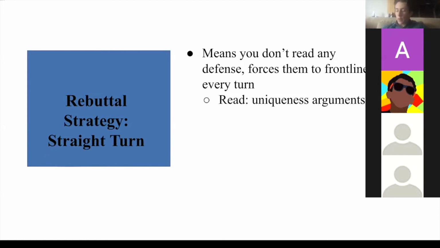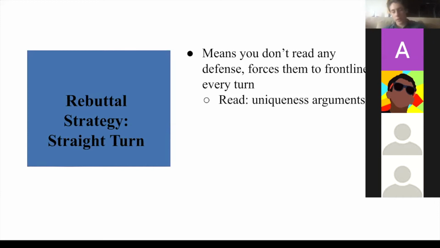The first thing they want to do is read a uniqueness argument. Now, reading a uniqueness argument in this case would constitute an assessment of the status quo that disagrees with their argument and would then non-unique it. The way you would do this could be saying something along the lines of, no, actually, the Venezuelan economy is getting better and better.